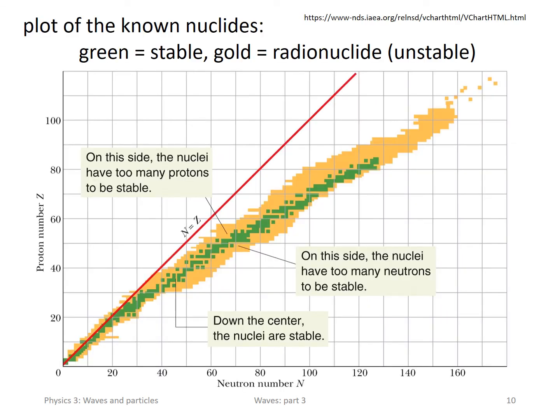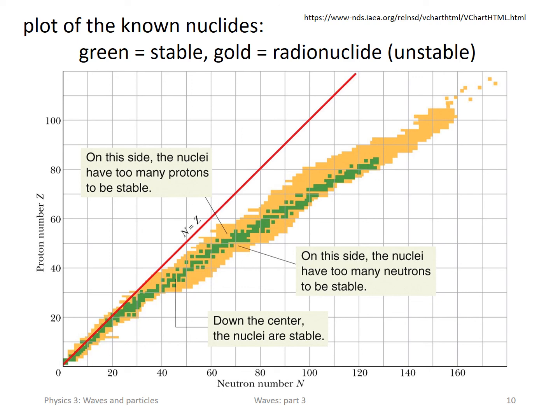So on this last slide we have a plot of the known nuclides. So all the different isotopes of all the elements are plotted. On the vertical axis we have the atomic number, the proton number, and on the horizontal axis the neutron number. And if you look at the data points, the green data points represent stable nuclei. The gold ones are the radioactive or unstable nuclei. And it's interesting to look at the curve.